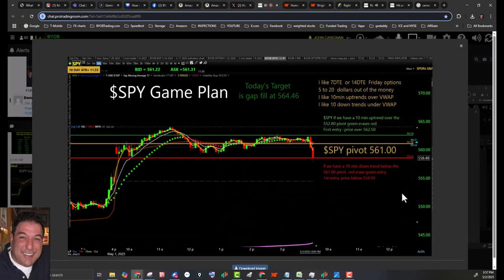All right, so the SPY game plan was price over pivot was 561. So price over 562.50 was my bullish green erases red entry. All right, 561 was the pivot. Above the pivot, I'm a bull. Below the pivot, I'm a bear. Okay, bullish green erases red was over 562.50. So let's see if we were able to trade that today.